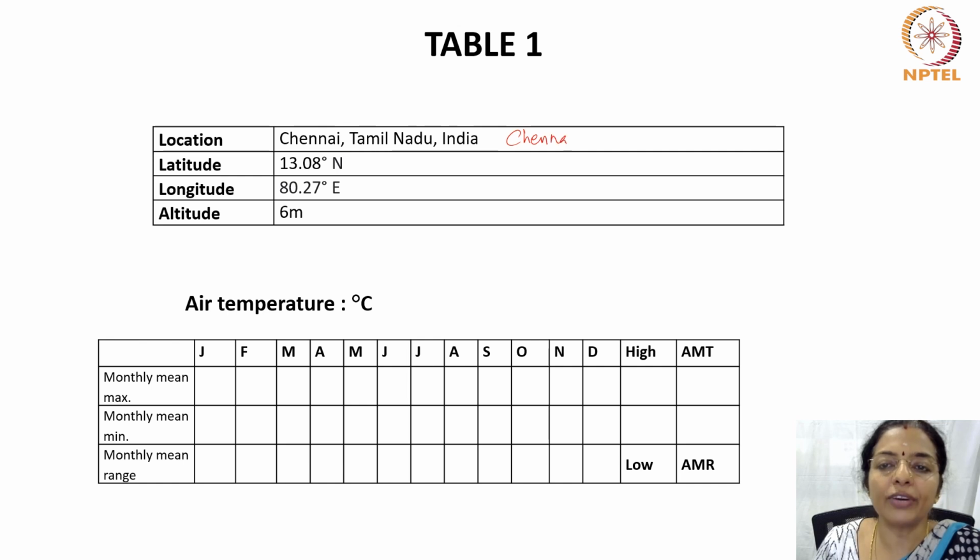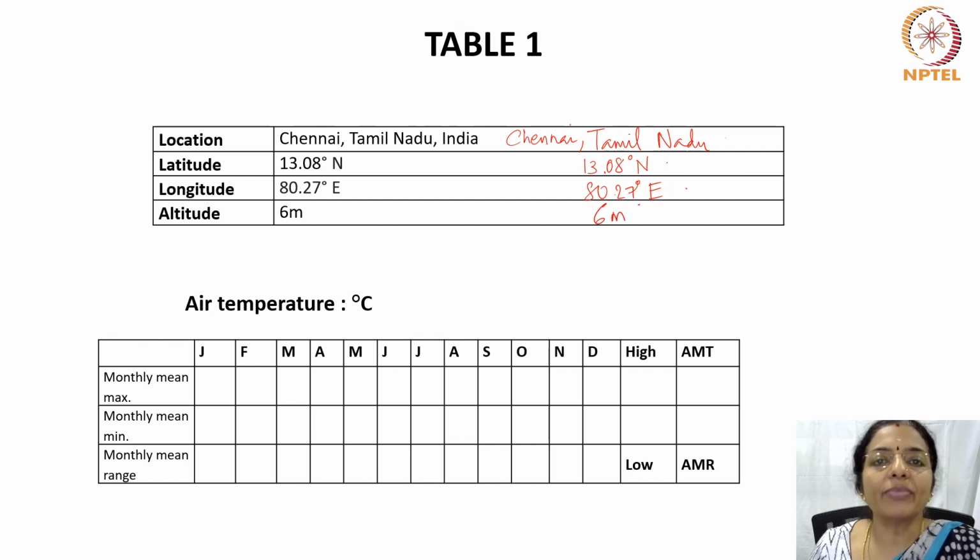This is all filled by you. So we will fill this Tamil Nadu and so on. Whatever data. Latitude. What is the latitude? 13.08 degrees north. What is the longitude? 80.27 degrees east. And what is the altitude? 6 meters. So this is table 1 and it is used to record the most essential data for temperature.